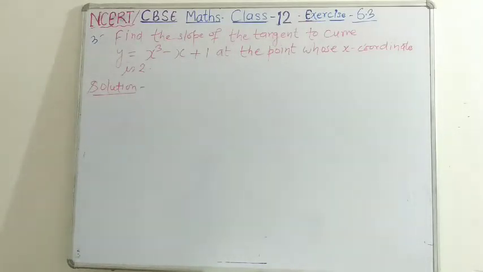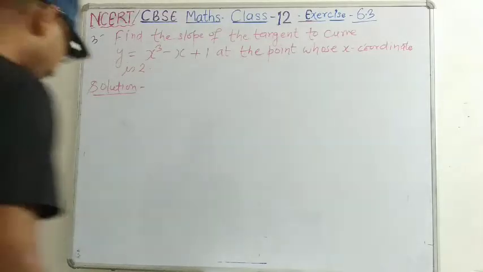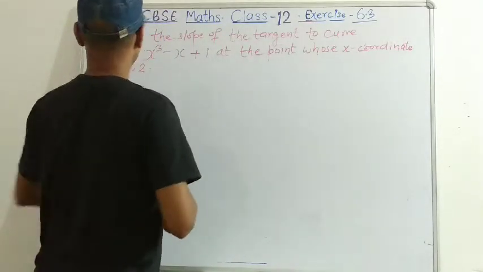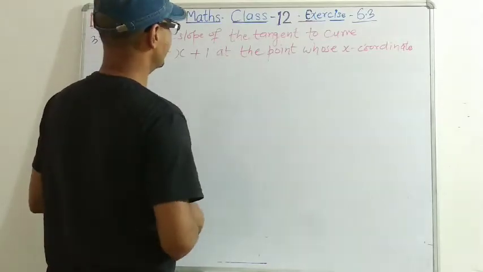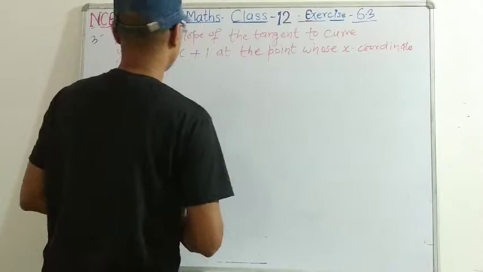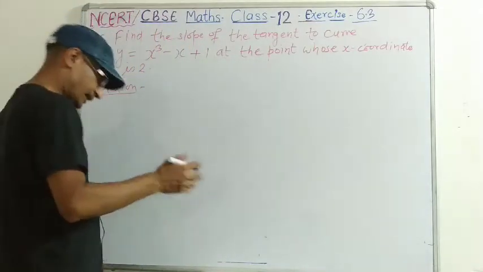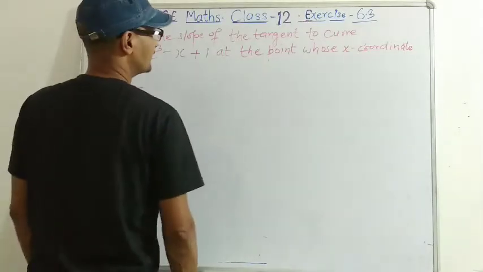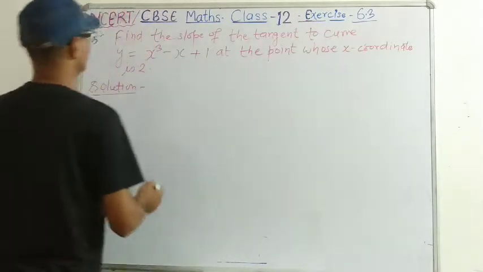Now question number 2 you can do yourself, very easy, like question number 1. So now we do number 3: find the slope of the tangent to the curve y is equal to x cube minus x plus 1 at the point whose x coordinate is 2. उसमें दिया था x at x is equal to something, but here x coordinate, that means x is equal to 2.